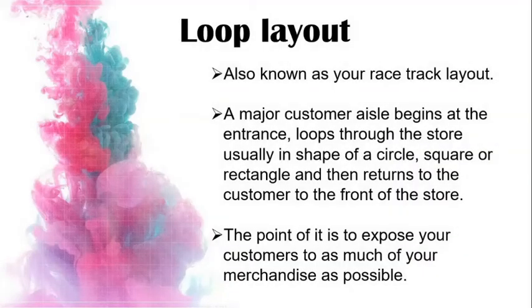First layout is the loop layout. It is also known as the racetrack layout. Loop layout is a major customer aisle that begins at the entrance, loops through the store, usually in shape of a circle, square or rectangle, and then returns the customer to the front of the store. The point of it is to expose your customers to as much of your merchandise as possible.